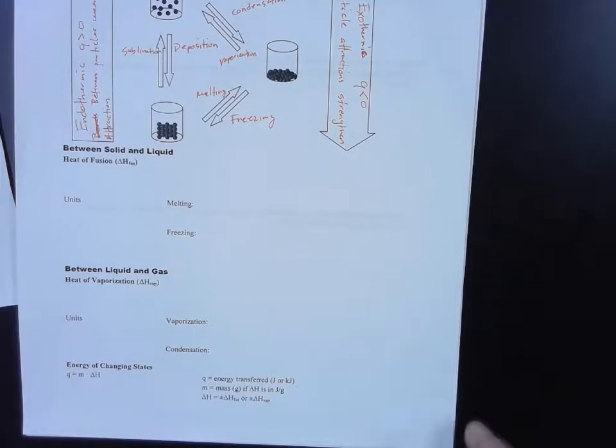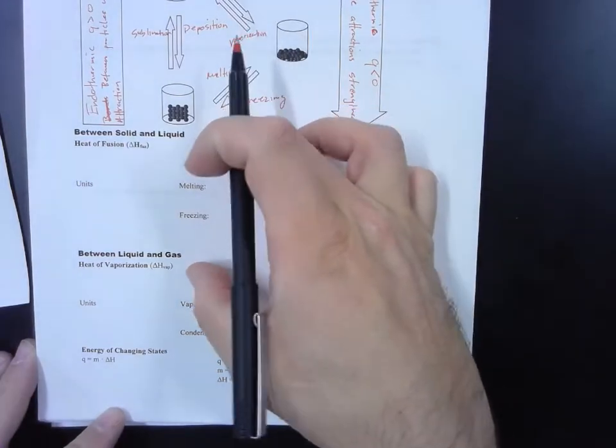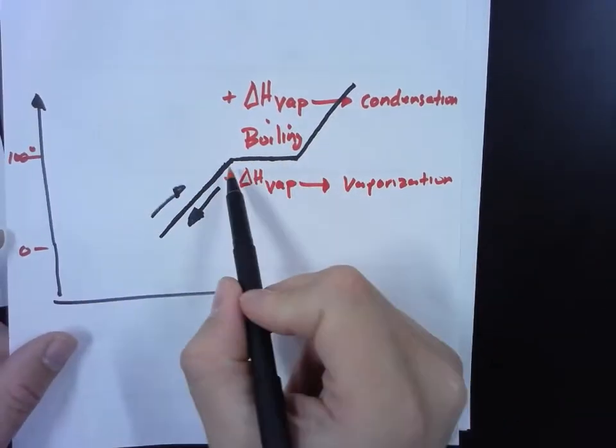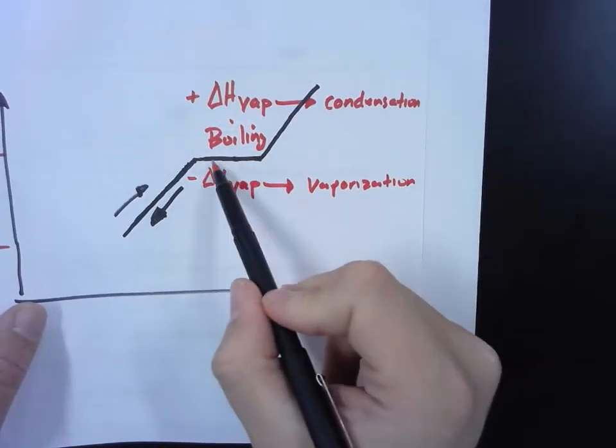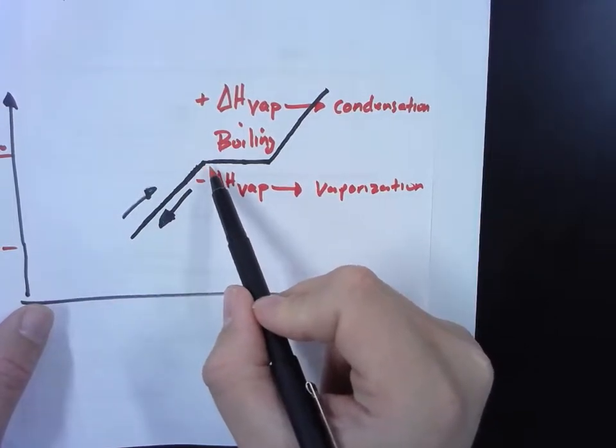Okay, this is Notes 3.3 Part 2. I'm going to skip this and go back to it in just a second. And I want you to recall this graph here. And let's talk about vaporization, in other words, this boiling point here. This boiling point of water, which is at 100 degrees Celsius.